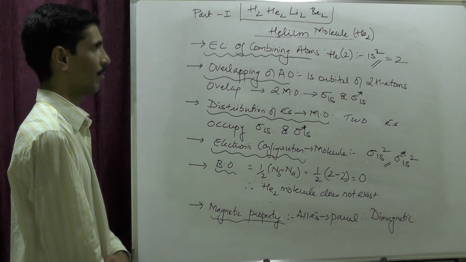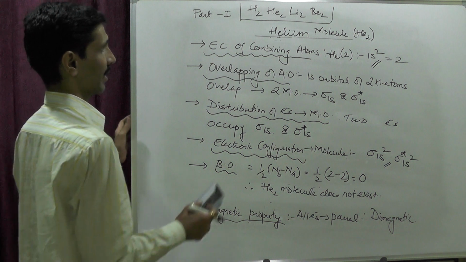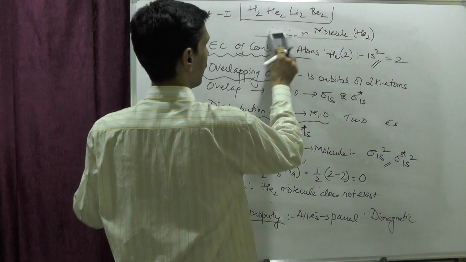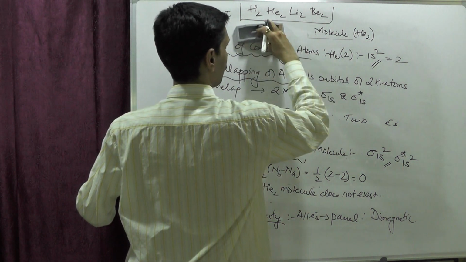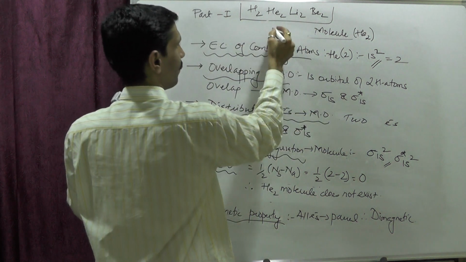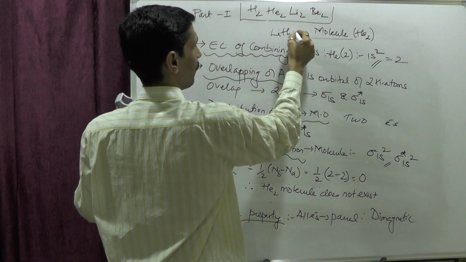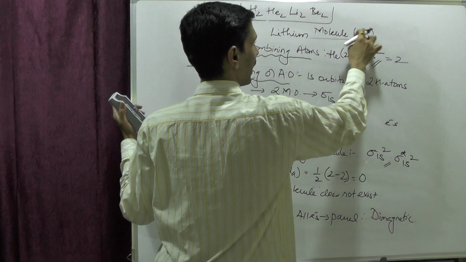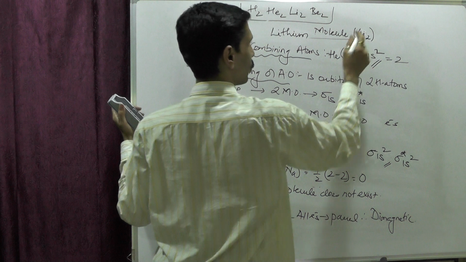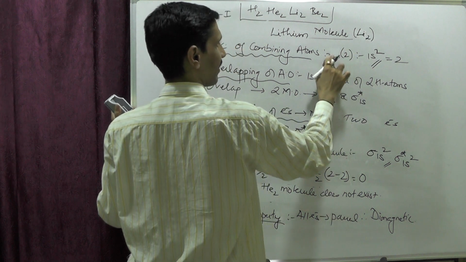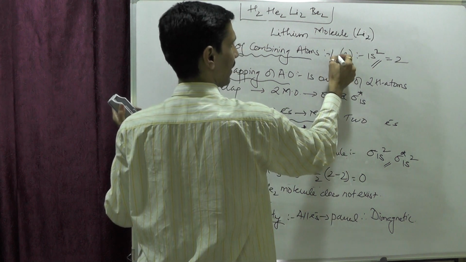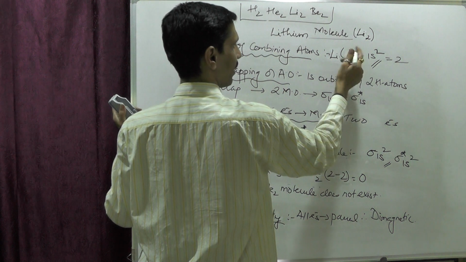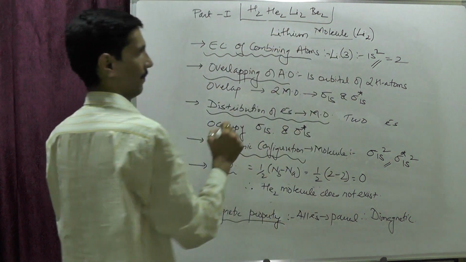Okay, so we now move on to the next molecule. Okay, and that is, we talk about the lithium molecule. Okay, lithium, it will become Li2. So here there will be a change now, and that is lithium. Atomic number, you know, it is 3.